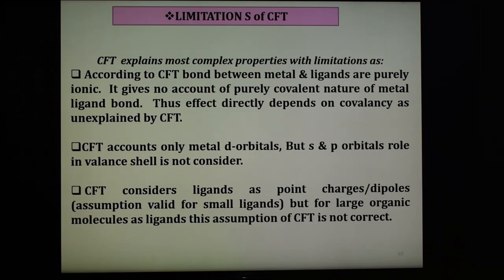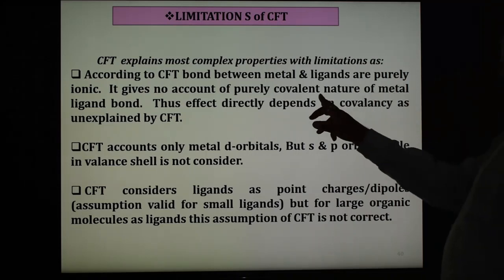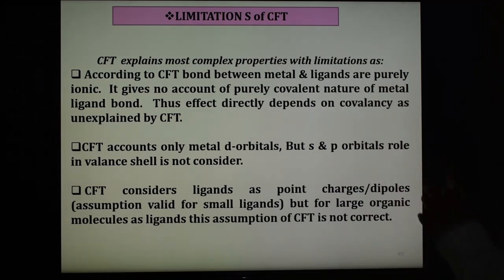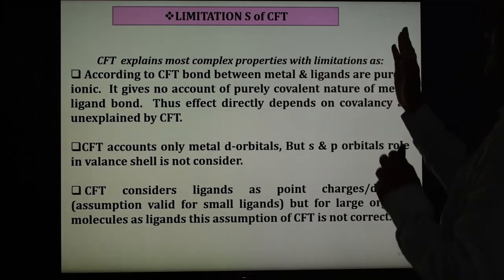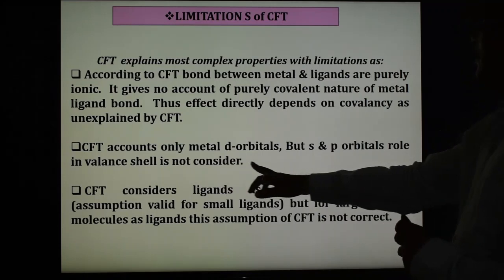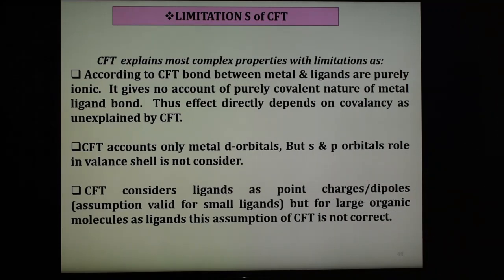Now there are some limitations of crystal field theory. In CFT, the metal and ligands are treated as purely ionic, and it does not consider the covalent nature of the metal-ligand bonds. Actually, no bond is 100% ionic. It contains some percentage of ionic character and some of covalent character, but covalent nature is not considered in CFT. Another limitation is that CFT gives more importance to the d orbitals, but s and p orbitals are not considered in this theory.